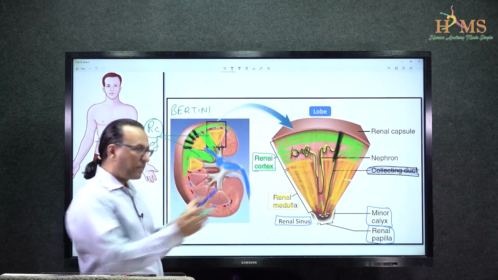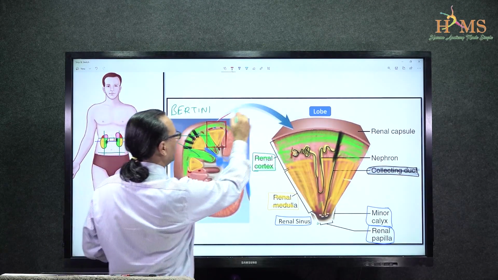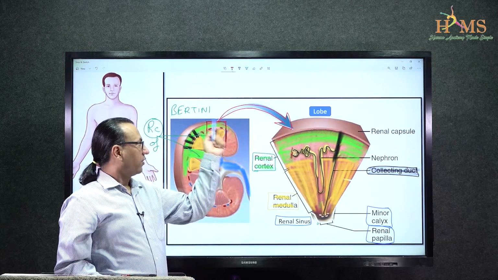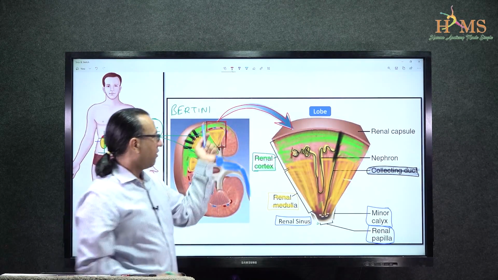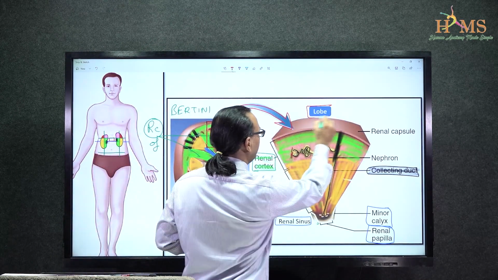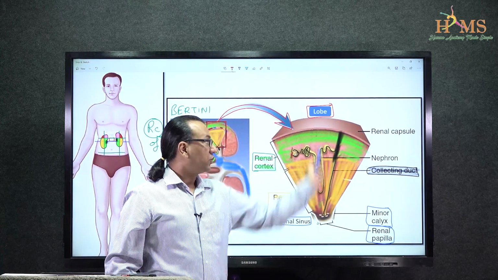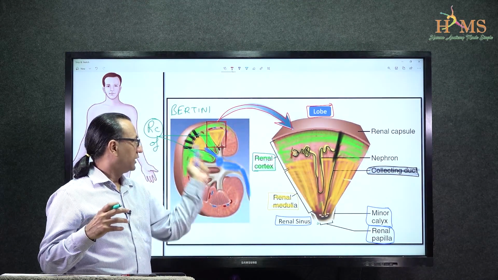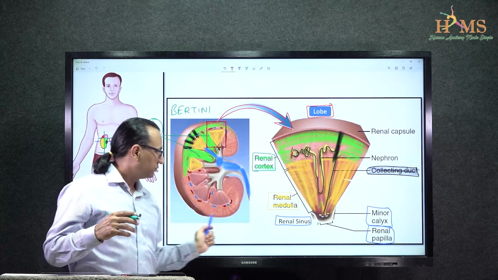Then it goes to the urinary bladder and urethra to the exterior of the body. Also remember what we have shown here is a small portion of the kidney, including part of the cortex, medulla and the renal sinus, and that is called the lobe of the kidney. So the kidney will have multiple such lobes. It's a lobulated organ embryologically.